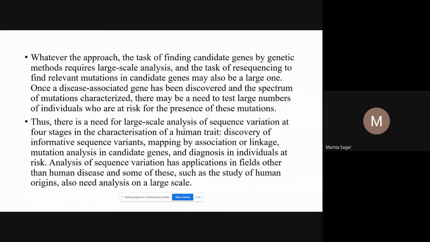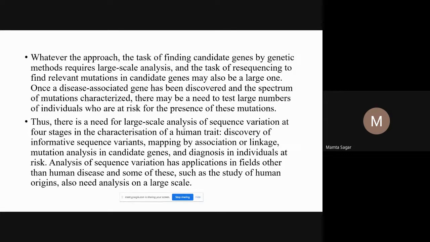In the case of all the proteins, there will be the normal character, and there may be different traits. Like in sickle cell anemia, we have two: one is normal and another is the sickle cell type of trait. So human trait means the person who has the defective gene and the person who has the normal gene. So those will be the two traits, and there may be additional traits also. This will provide informative sequence variants.